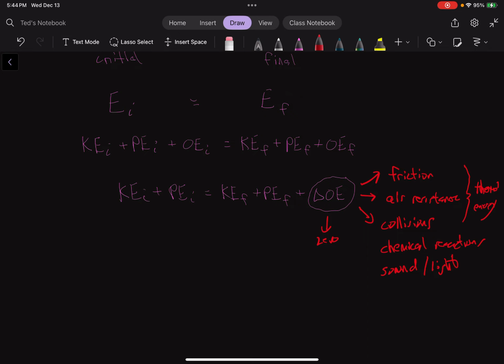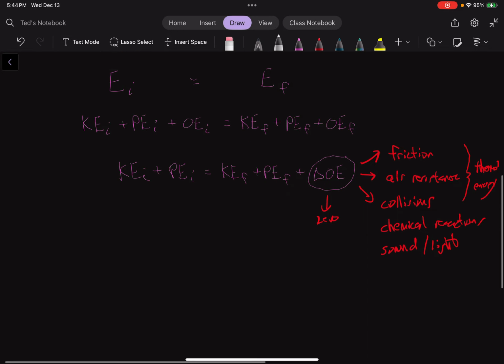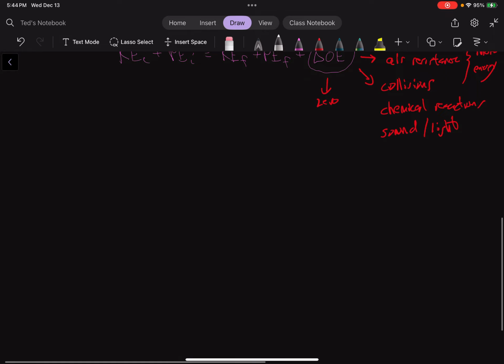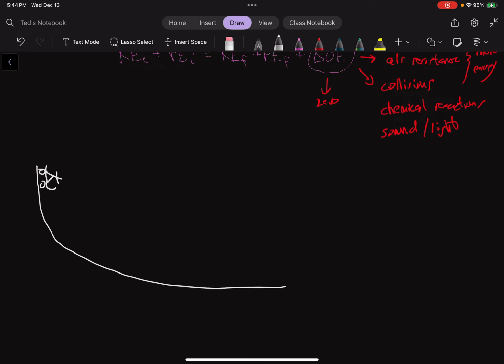So let's do a quick example. Let's imagine that we have a roller skater or a skateboarder, and he is on his little skateboard, and it's on, what is this, a quarter pipe, right? He's on a quarter pipe. And he starts out at the top, and he rides his little skateboard down to the bottom.